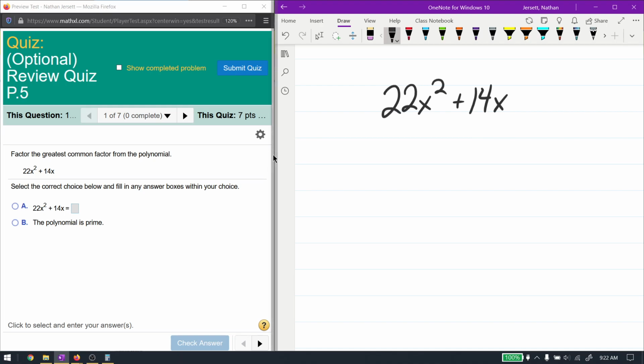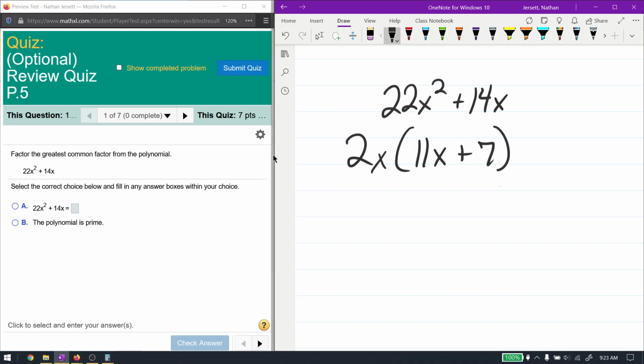So for the numbers, we have 22 and 14. We can definitely take out a 2. That'll give us 11 and 7. And there's nothing else we can take out. We can also take out an x. Both of these have at least an x in it. That gives us 11x. And then from this one, we took out a 2, so this becomes 7. And we took out the x, so that goes away. And that's what we get.